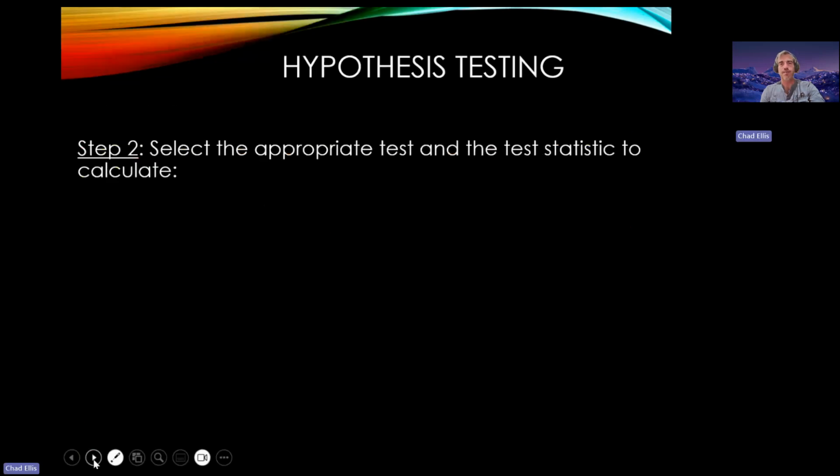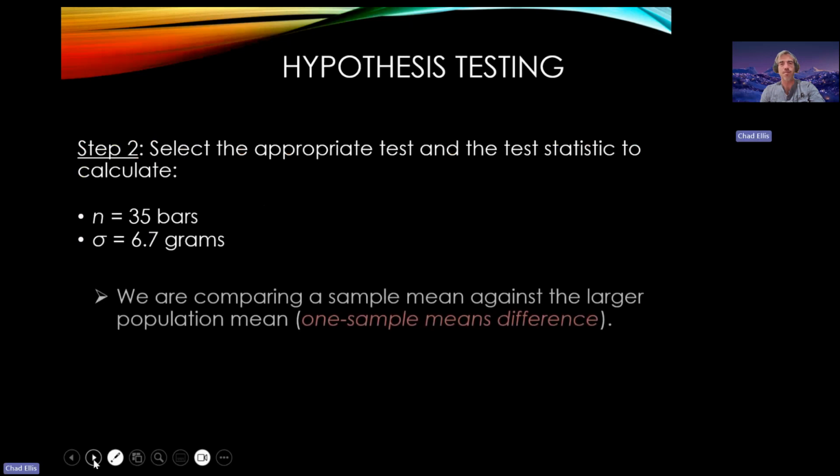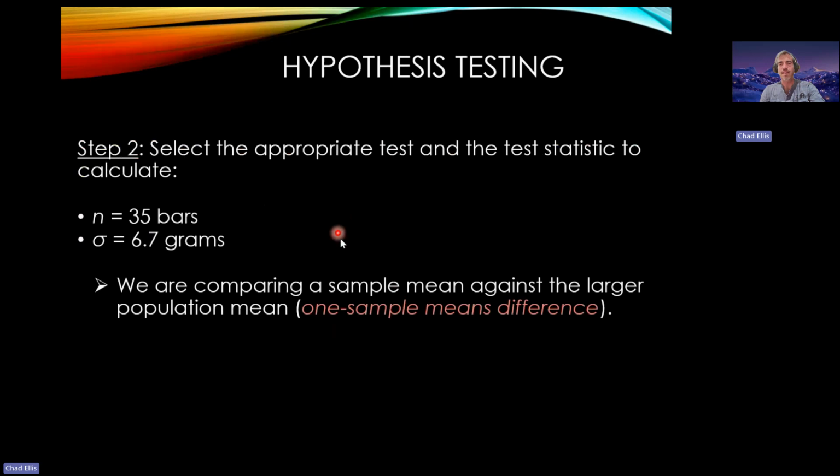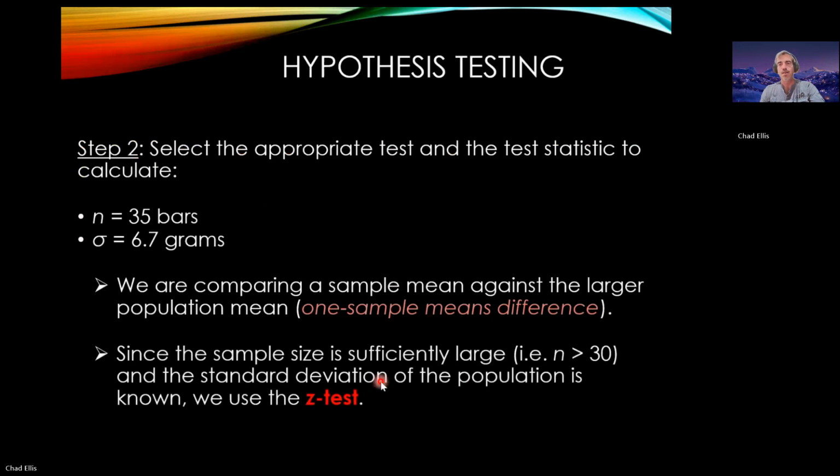The second step: what test are we going to use? We have a sample size of 35 bars and a population standard deviation of 6.7 grams. Again, we're comparing a sample to see if it came from a larger population. So the test we're going to run is a one sample means difference test, just like in the previous example. Because our sample size of 35 bars is greater than 30, which is kind of the threshold we're going to use, we're going to use the Z test, or calculate the Z statistic.